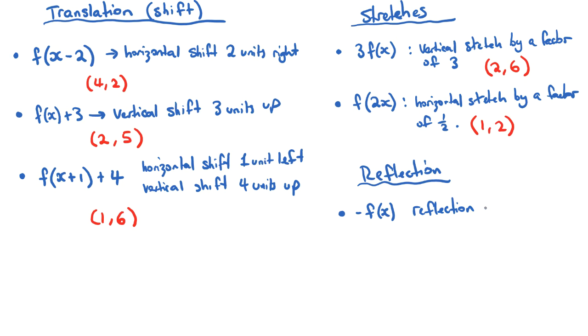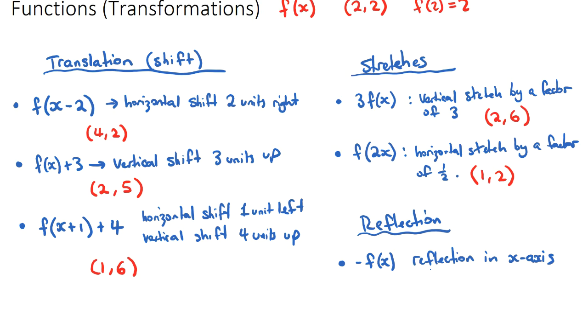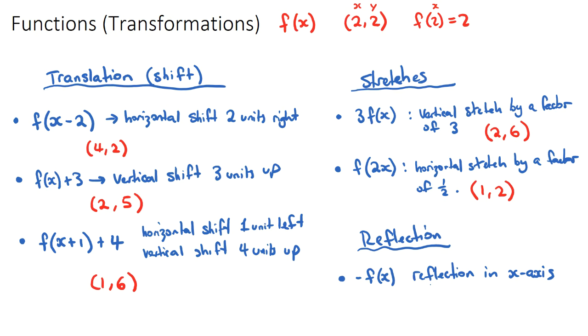Reflection in the x-axis. And the way I remember this is if I have, for example, a function that looks like this, and I have a negative in front of it, it will look like this. So all of the x values are the same, but all the y values were reflected in the x-axis. So what will happen to our original point of 2, 2? Well, the x won't change, but the y will go to negative 2.